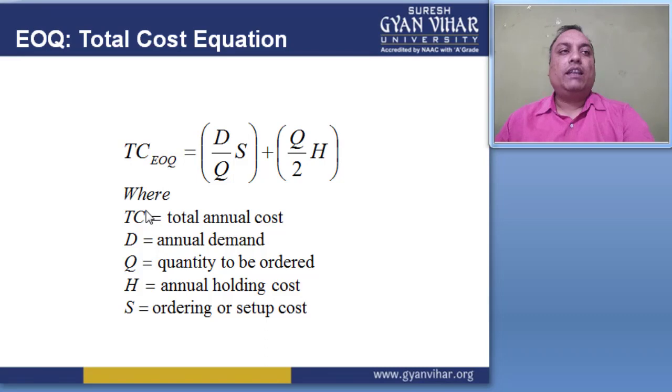Where TC represents the total annual cost, D represents the annual demand, Q is the quantity to be ordered, H is the annual holding cost, and S is the ordering or setup cost. So these are the different types of cost associated with EOQ analysis.